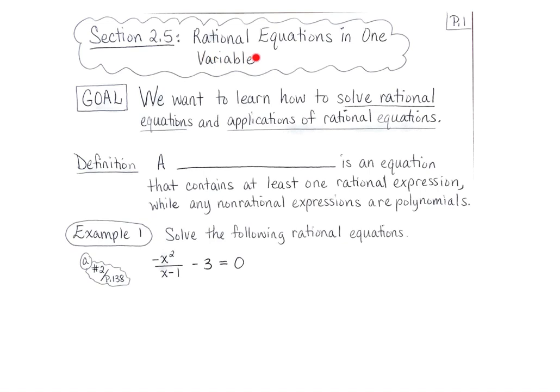So 2.5 is talking about rational equations in one variable. We want to learn how to solve rational equations and applications of rational equations. All right, so let's start out with the definition. A rational equation is an equation that contains at least one rational expression, while any non-rational expressions are polynomials.